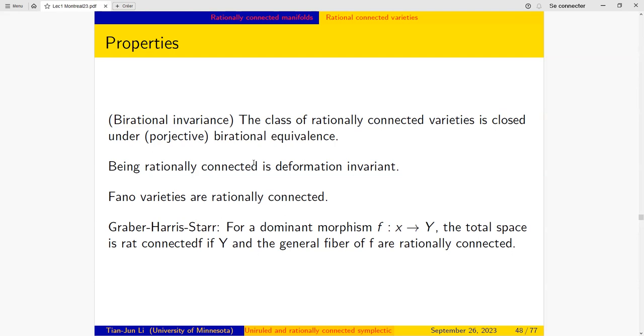Right, of course. You have a Y and the general fiber and the Y. Oh, okay. I didn't say that. Of course, otherwise, the rules for manifold is not right.